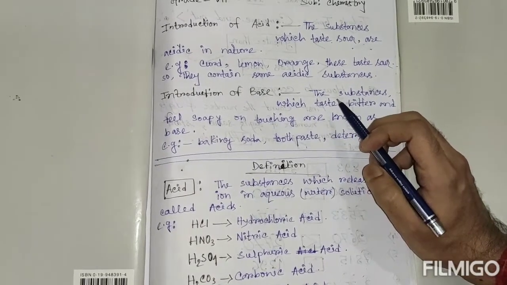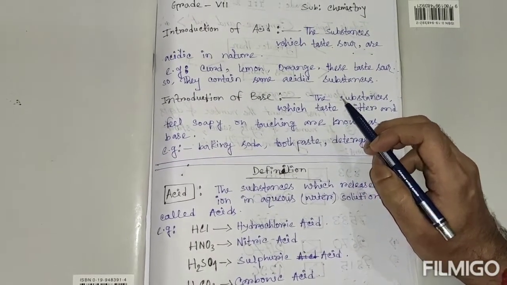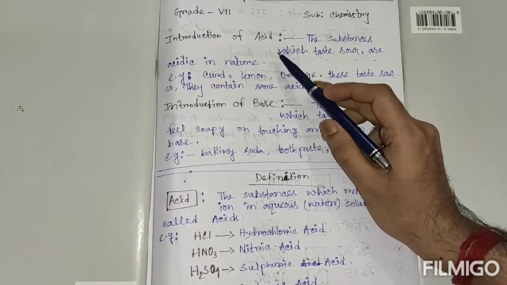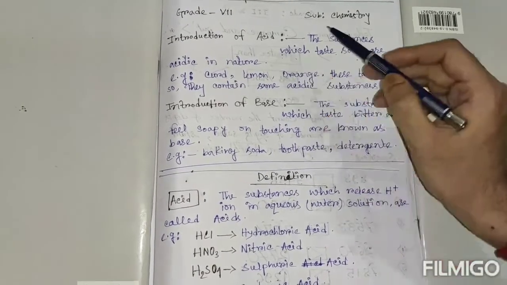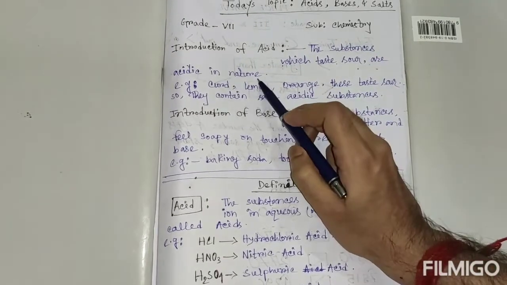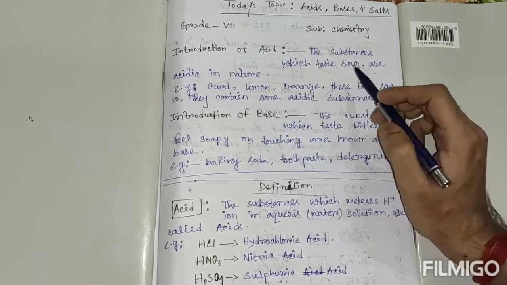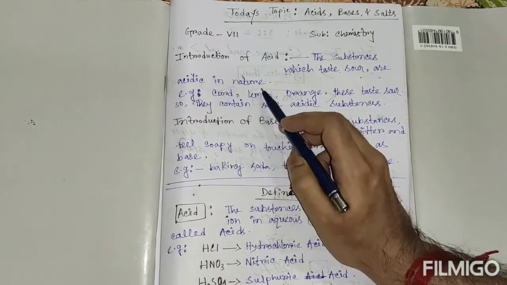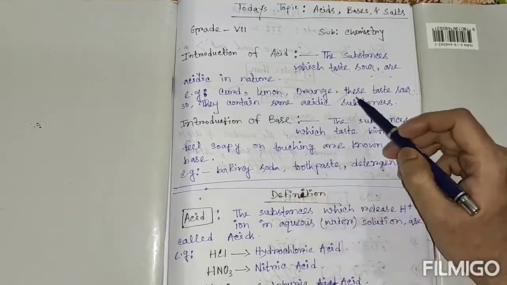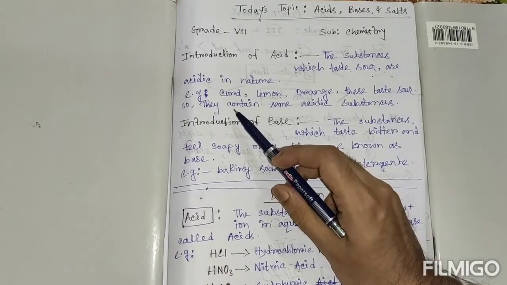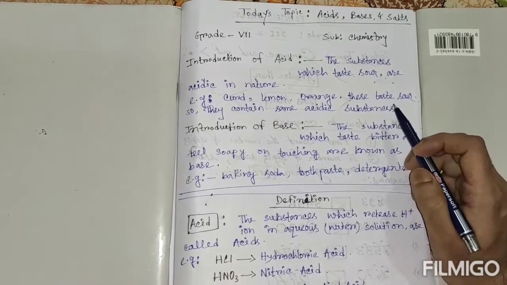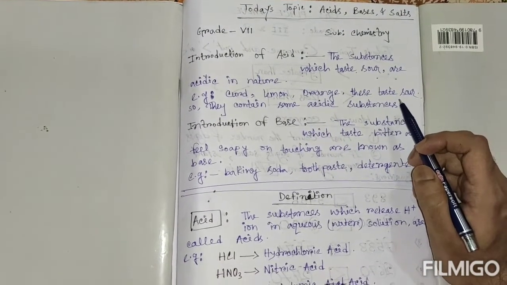You know that different substances or different foods have different kinds of taste, right? So what is acid actually? The concept of acid: the substances which taste sour are acidic in nature. Example, curd. Have you tasted curd? Curd, lemon, orange, all taste sour. That's why they contain some acidic substances. So that means the substances having sour in taste, these are commonly known as acid.